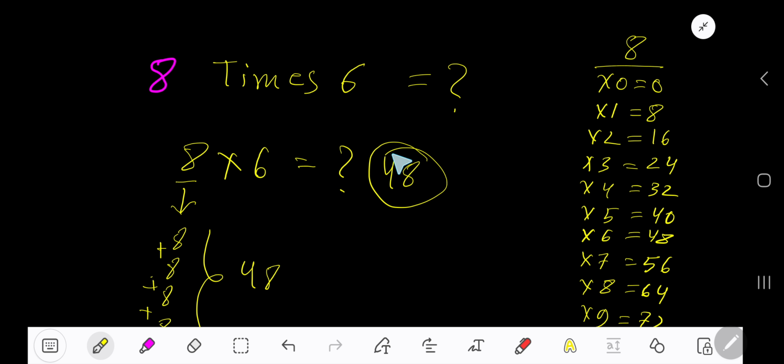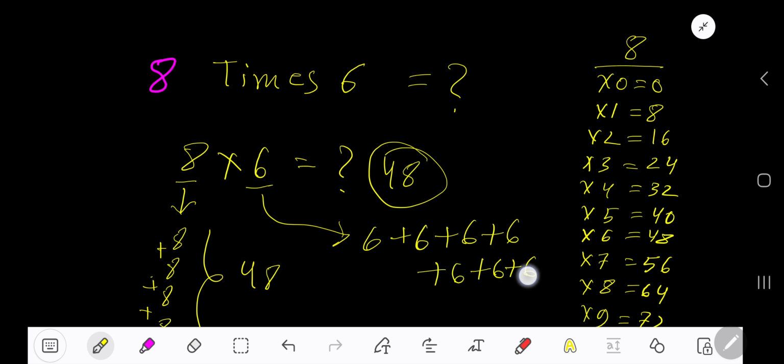If you think reversely, what will happen? 6 times 8 equal to what? Multiplication means repeated addition, so you have to write 6 eight times: 1, 2, 3, 4, 5, 6, 7, 8. If you add all these 6s, then you will get 48.